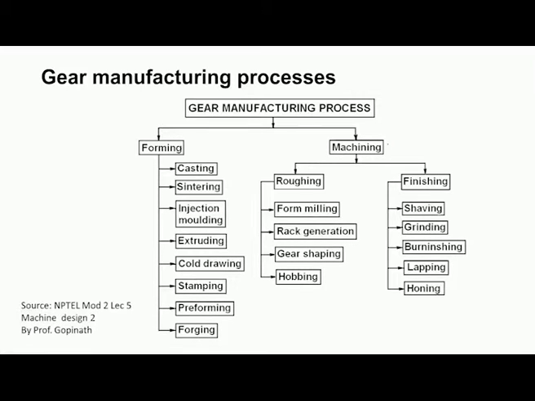Coming to the machining of gears, we have roughing operations and finishing operations. In rough machining operation, we can make the gears by form milling, rack generation, gear shaping operation, hobbing operation. So, like this we can make the gears by rough machining, and then we can finish them by different operations called gear shaving, gear grinding, burnishing, lapping and honing process.